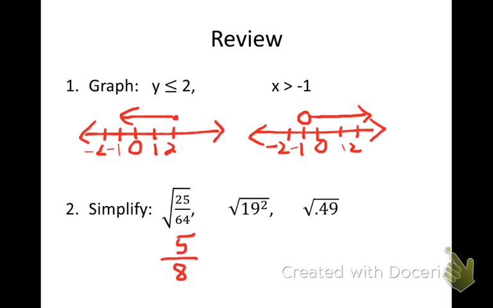What's the square root of 19 squared? Well, you don't really have to figure anything out. You just know it's going to be 19. Square root of 0.49, well, we know the square root of 49 is 7, so we have to figure out where our decimal goes. So we have 2 places to the right of the decimal, so it would be 0.7, because 0.7 times 0.7 would be 2 places to the right.